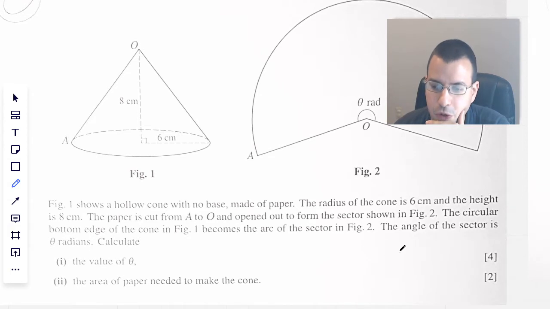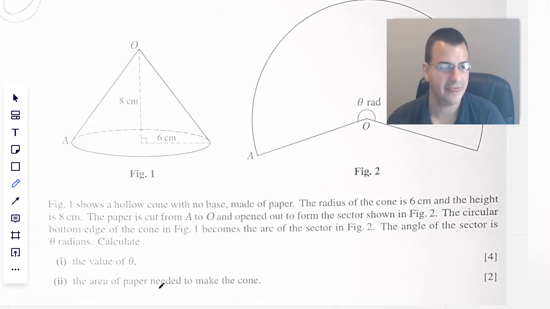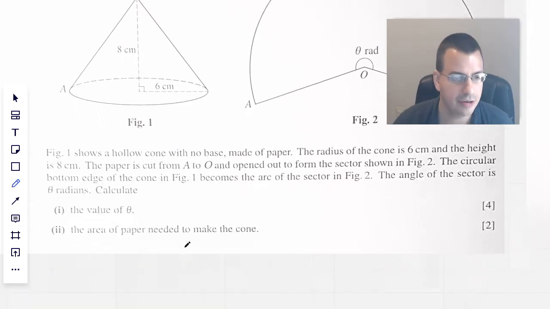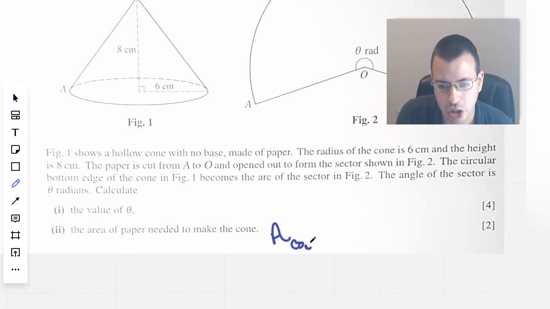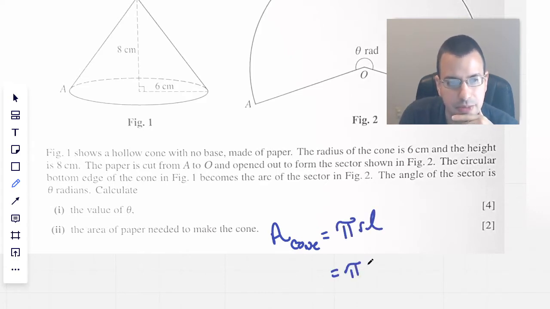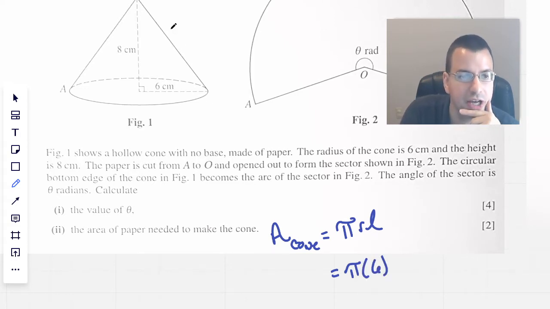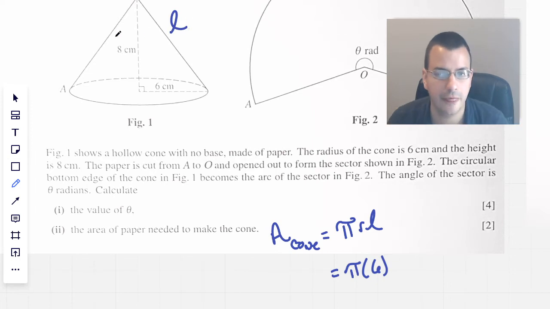In figure 2, the angle of the sector is theta radians. Calculate theta and the area of paper needed to make the cone. So I'm going to start by finding the area first. The area of a cone equals pi r l. In this case, pi is just pi, r is 6 centimeters, and l is going to be this length right there.